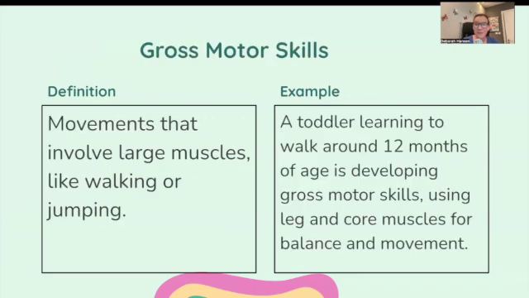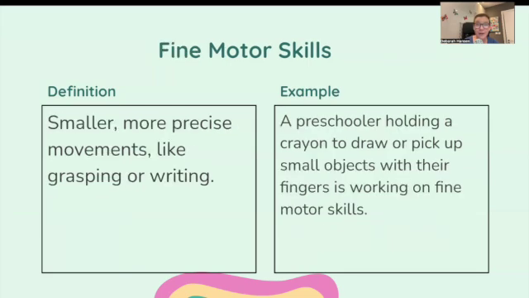Okay. Gross motor skills. These are movements that involve large muscles like jumping, walking, riding your bike, all of that. A toddler learning to walk around 12 months of age is developing gross motor skills, using leg and core muscles for balance and movement. Fine motor skills. These are smaller, more precise movements like grasping or writing, or like we talked about in the video, cutting, that kind of idea.